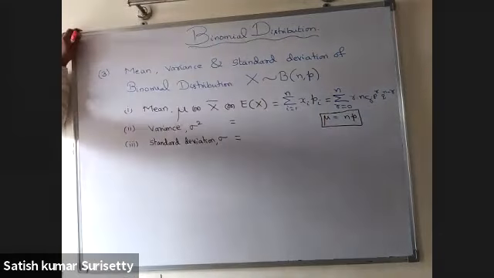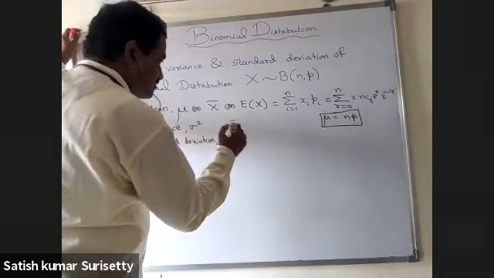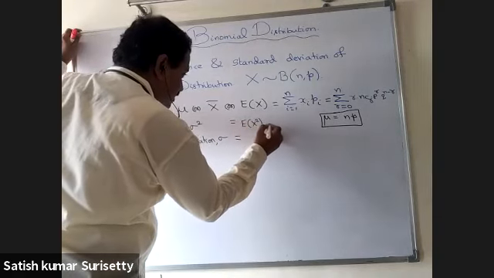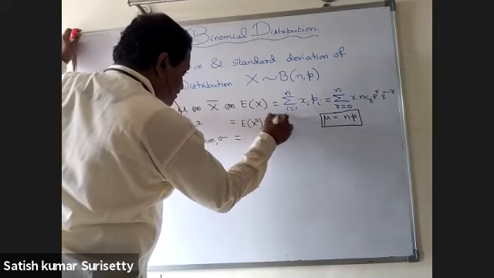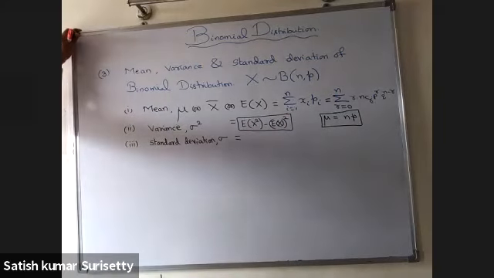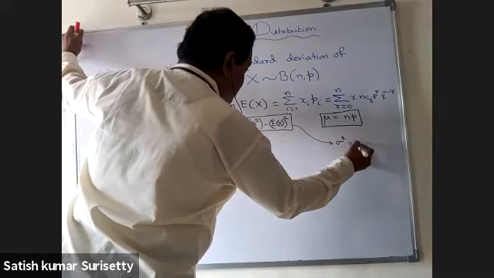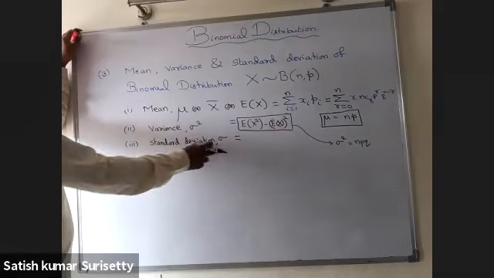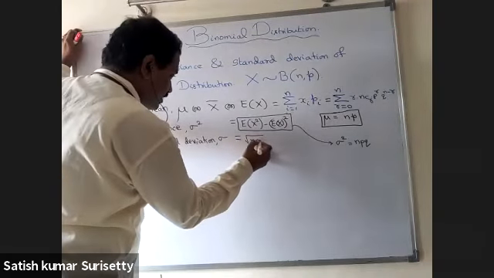That is, the mean is np. Next, the variance formula: expectation of x square minus expectation of x whole square. You can derive this as npq. And standard deviation is the square root of variance, that is, the square root of npq.